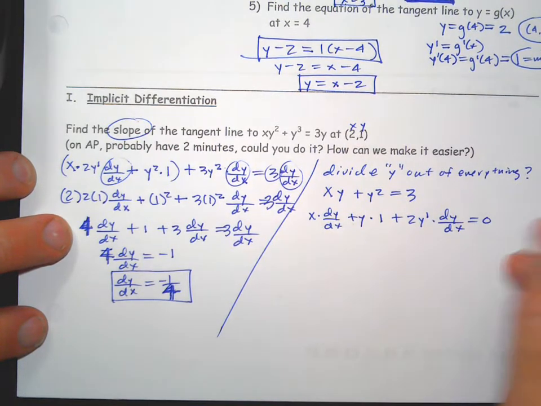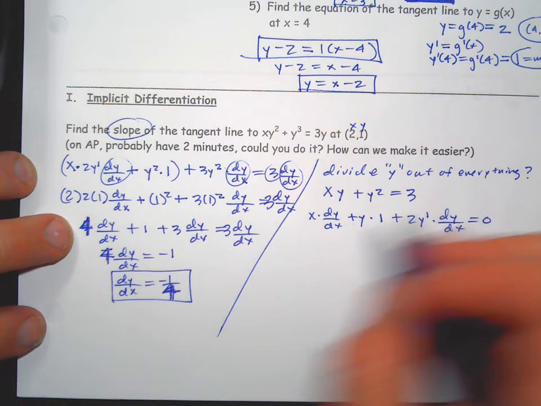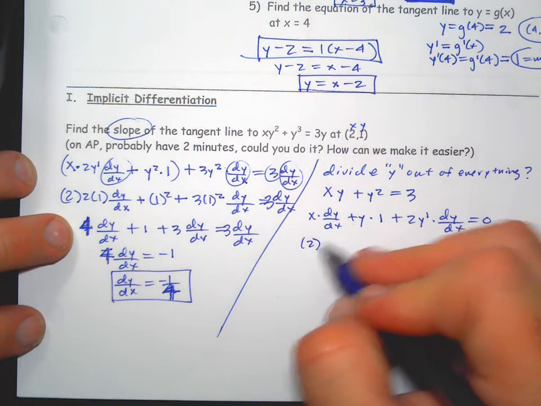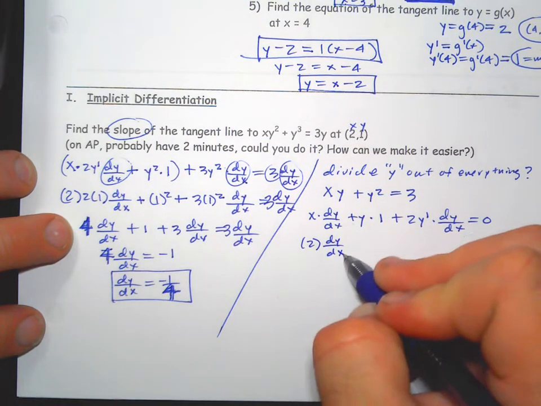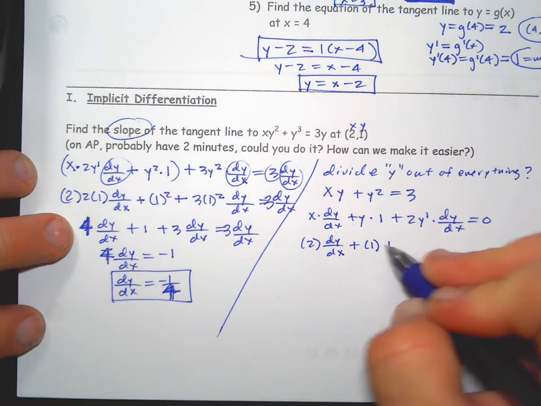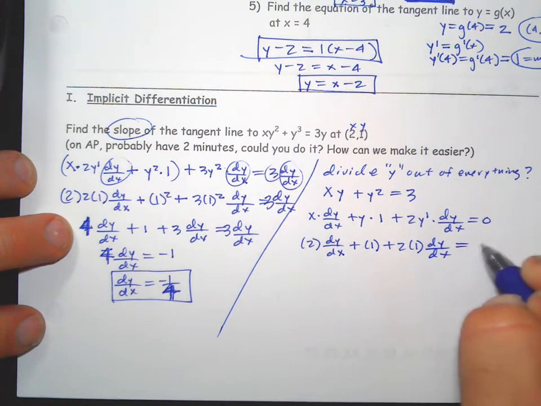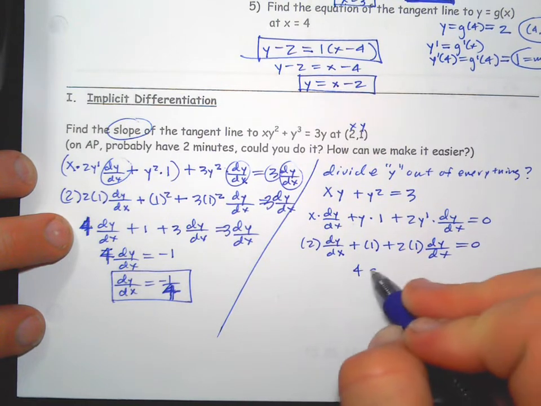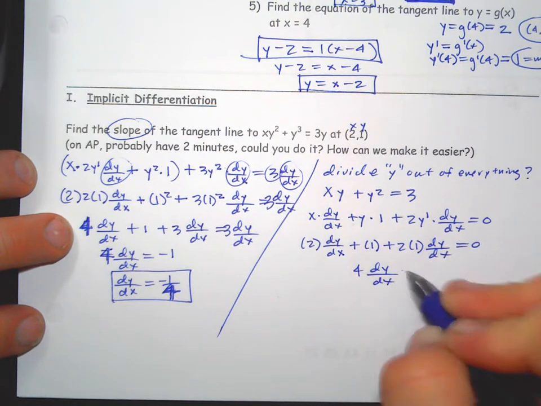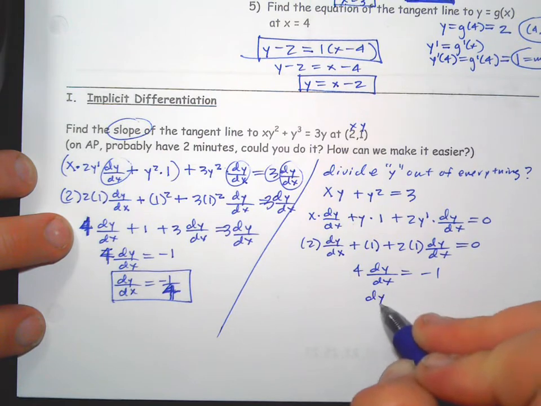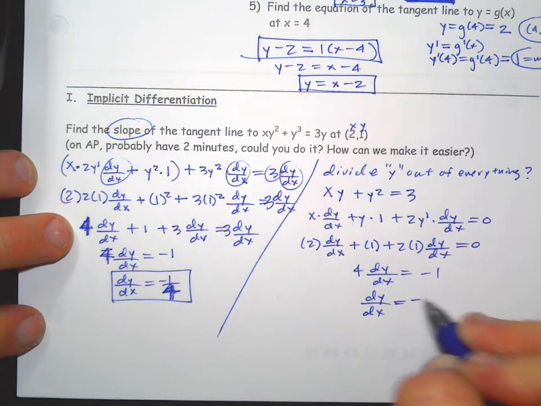So yeah, it's a little simpler. And then we plug in the x, y pair. So we plug in 2 for x, 1 for y. So we have 4 dy/dx. Subtract the 1 on the other side. dy/dx equals negative 1/4.